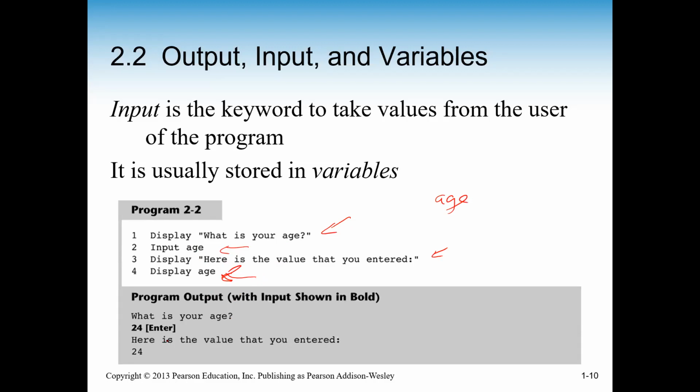So you can see the program down here. It shows what is your age. Then you enter 24 and you hit enter. And then it just repeats it back to you. So it says, here's the value that you entered, 24. And that's it. So it's pretty simple. This is the easiest, simplest topic in this course. It's pretty straightforward, really.